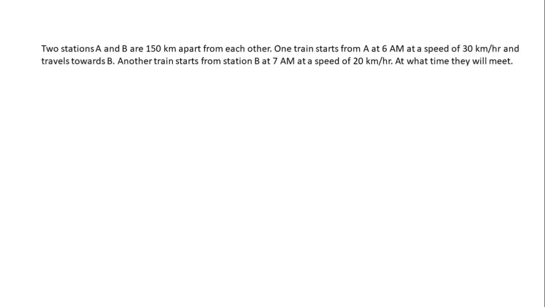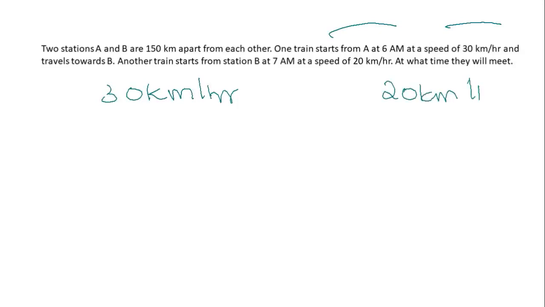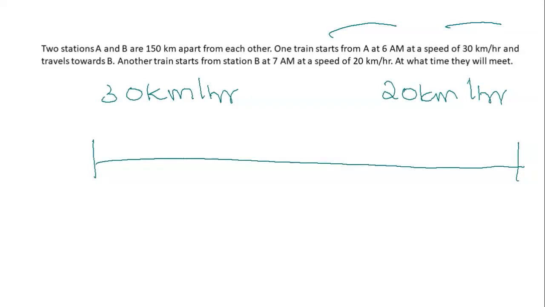Two stations which are 150 kilometers apart from each other. One train starts at 6 a.m. and travels at a speed of 30 kilometers per hour towards B. Another train starts from B at 7 a.m. and travels at 20 kilometers per hour. What time will they meet? Is your question. Okay. So the distance between them is 150 kilometers. First train starts by 6 o'clock.